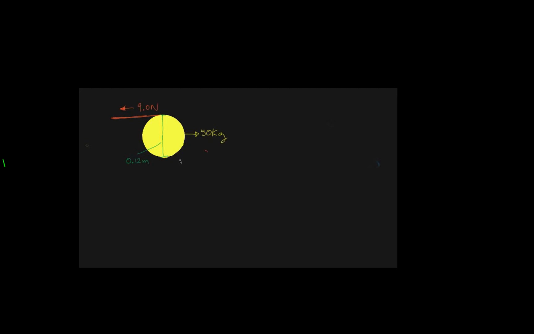It has a diameter of 0.12 meters, so from top to bottom. And then the force that they're pulling it with is 9 newtons. So, assuming the cable unwinds without stretching or slipping, what is the acceleration?